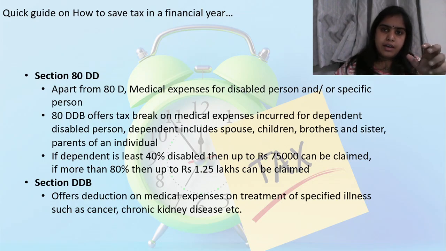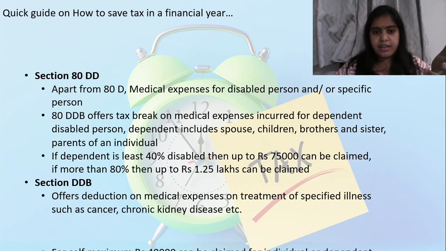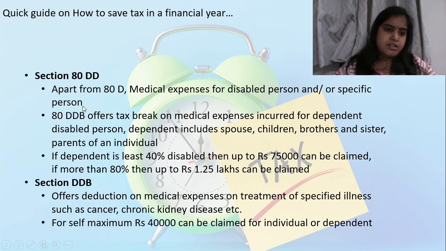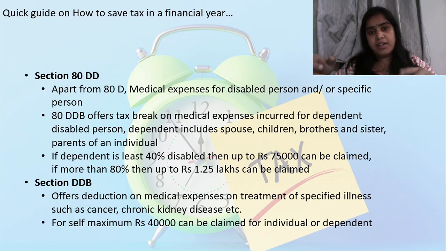facing some illness like cancer or chronic kidney disease or something like that, then up to 40,000 can be claimed for the individual or dependent. So these are two sections, 80DD and 80DDB. If some dependent in my family is disabled up to 40%, then 75,000 can be claimed, and if he or she is disabled more than 80%, then 1.25 lakhs can be claimed. And if I or my dependents are suffering from cancer or any chronic disease like kidney disease or anything else, then up to 40,000 we can claim for that.